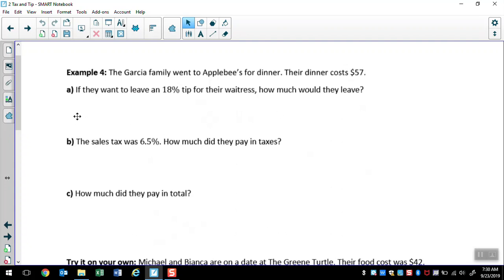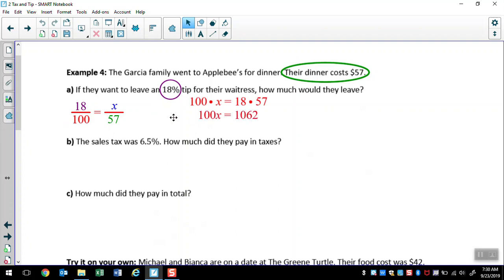So this particular one, I'm going to set up as a proportion. So we have our proportion like this: percent over 100. So there's my percent. Their dinner costs a total of $57, so that's my total that's going down here. We need to figure out how much tip. So we're going to do 100 times x, 18 times 57, and that gives us 100x is equal to 1,062. I'm now going to divide both sides by 100, and we end up with x equals 10.62. Since we're dealing with money, it's $10.62 for the tip.